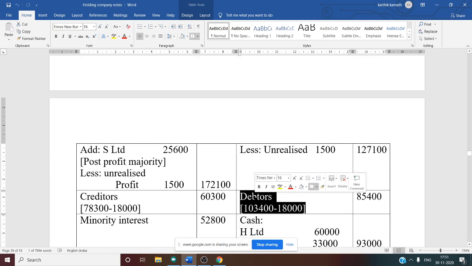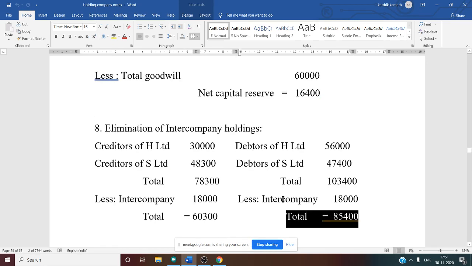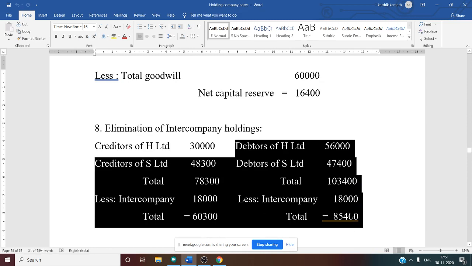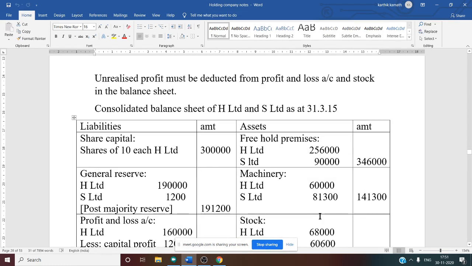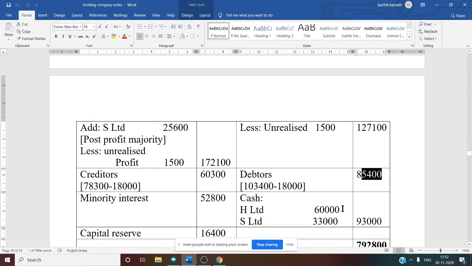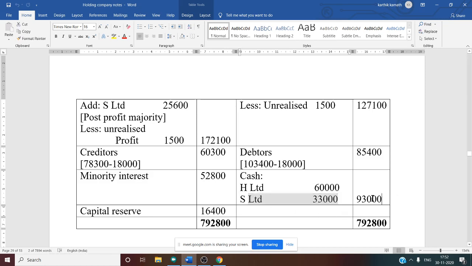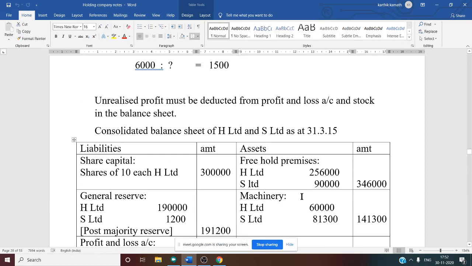Debtor we have already discussed. Intercompany you have to deduct from total debtor. Total debtor we know 1,03,400 minus 18,000. Or else you can see the working note of intercompany, working note number 8. There you have directly got the answer after doing all the calculation: 85,400. Same answer you have to write under debtor. Then cash. Holding company cash 60, subsidiary company cash is 33,000. This information is given in the balance sheet. So 93,000. So asset side information is over.